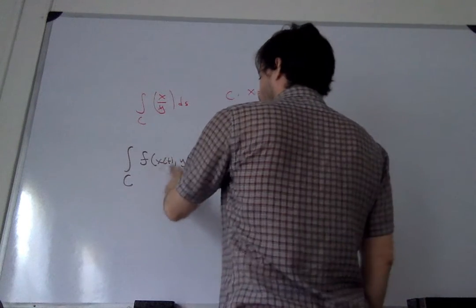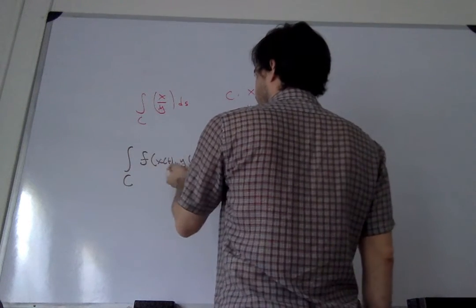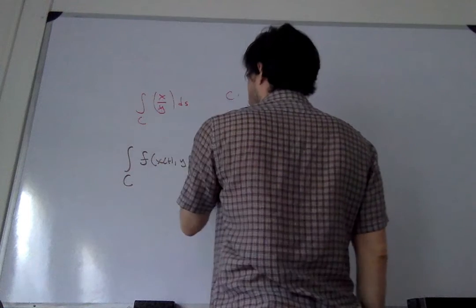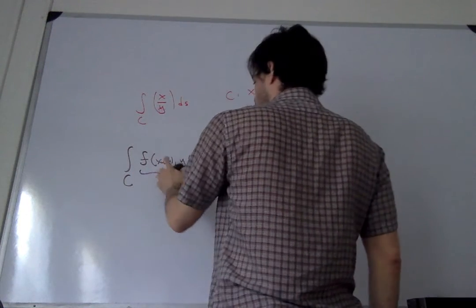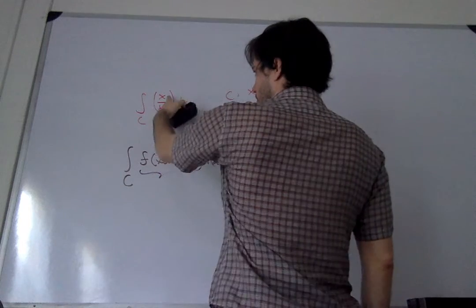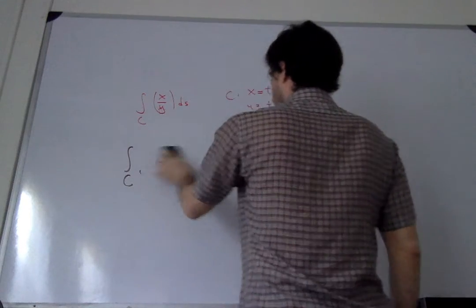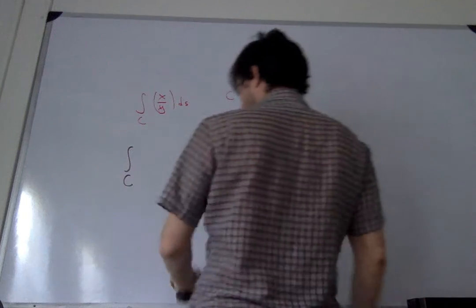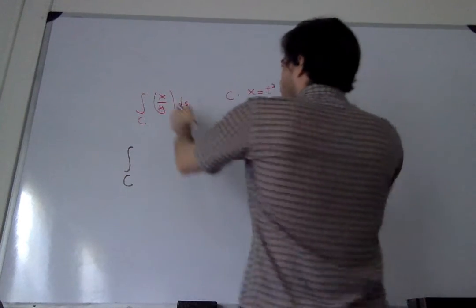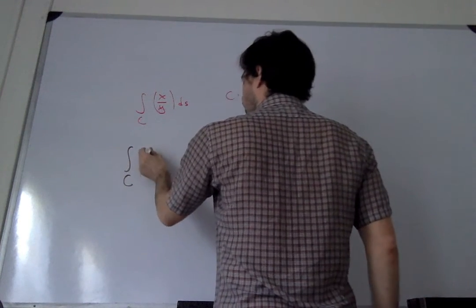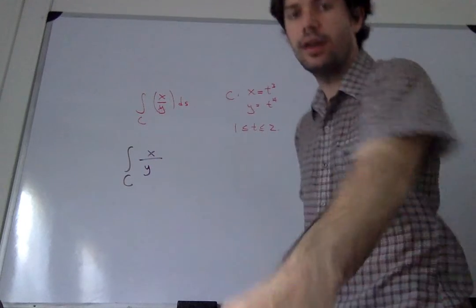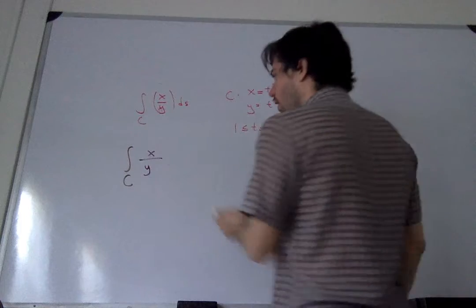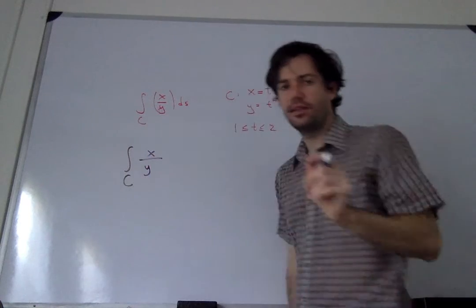Well, what is our function? This is our function. This whole thing here is that. Well, I want to write this in terms of t. So there I have it. So what that means is I'm going to write x and y here. But instead of x and y, I'm going to write x and y in terms of t.